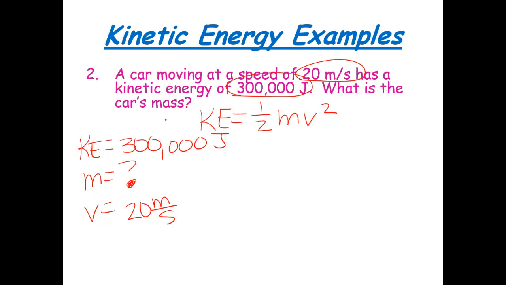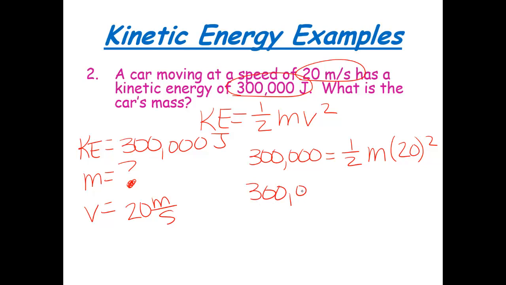So this one I'm going to set up: 300,000 equals 1/2 times my m, which I don't know, times my v squared, 20 squared. Order of operations says you have to square that 20 first. So 20 squared is 400. So 300,000 equals 1/2 m times 400. Now I would go ahead and just take half of 400 because it's all multiplied together, so you're allowed to do that. So 400 divided by 2 is 200.